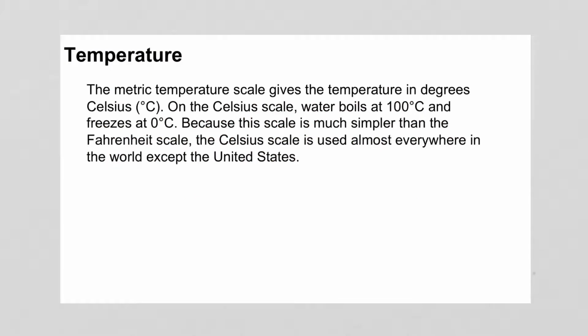The metric temperature scale gives the temperature in degrees Celsius. On the Celsius scale, water boils at 100 and freezes at 0. And this scale is much simpler than the Fahrenheit scale, so that's what pretty much everyone else uses, except for the United States.